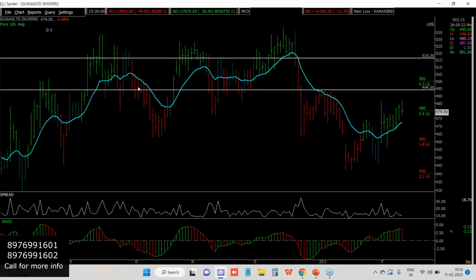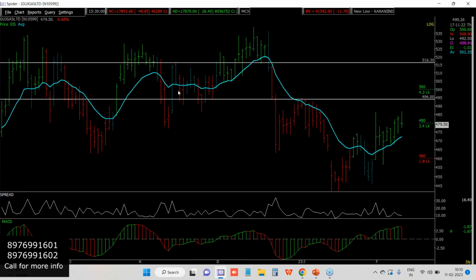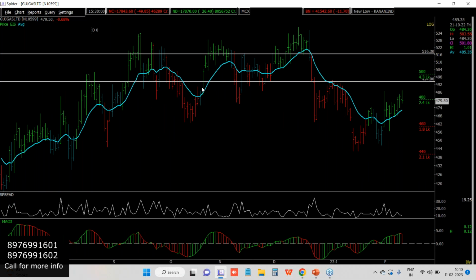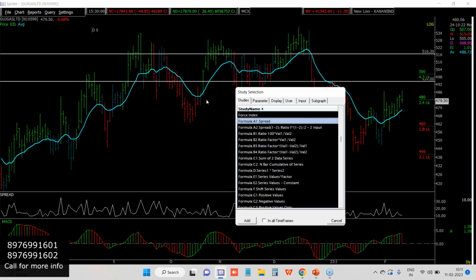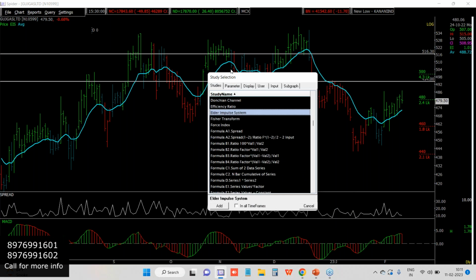Now talking about the scanner, how we will be able to make this particular scanner, I'll show you. Before going on to that, I'll tell you how you will be able to add this particular strategy onto your chart. Simply press S on the keyboard. After that, press E. Then you will get the Elder Impulse System option.